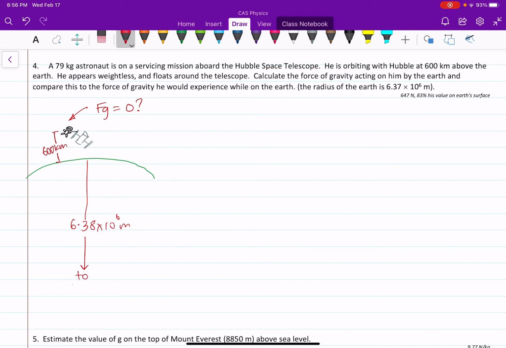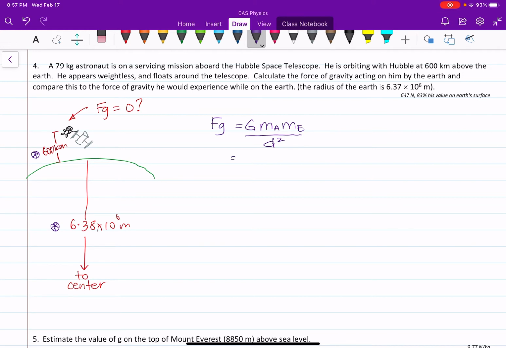To the center of the Earth. So what we're going to do is use our equation, Fg equals G times the mass of the astronaut times the mass of the Earth, divided by the distance between the astronaut and the center of the Earth, squared. So we're going to have to add this 600 kilometers to this 6.38 times 10 to the 6th. We'll just make sure to be careful about our units here.